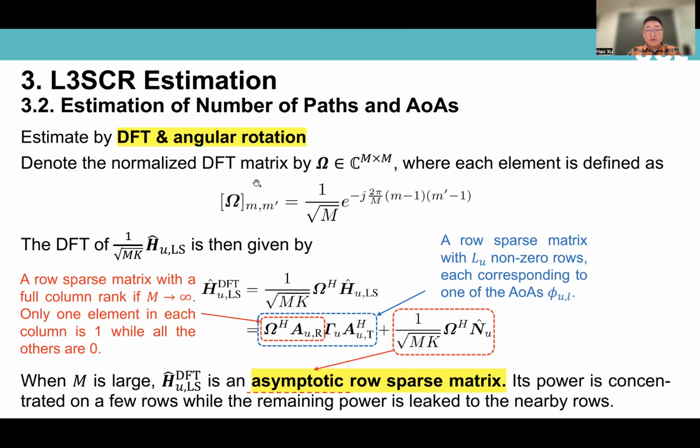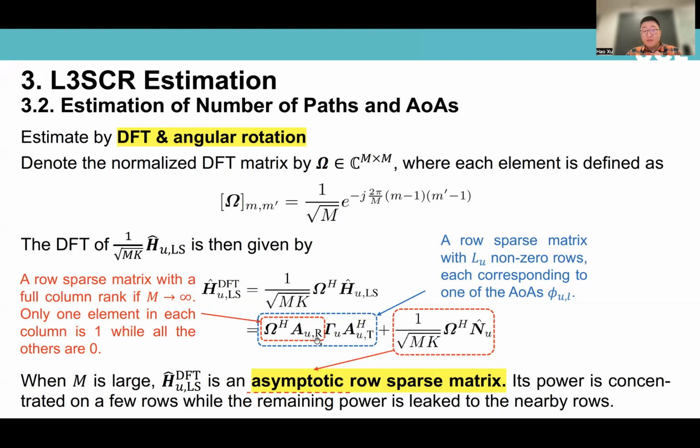Denote the normalized DFT matrix by omega, where each element is defined in this form. The DFT of the normalized least square estimation is then given by this form. Here, the product of omega Hermitian and AUR is a row sparse matrix with a 4-column rank. If M goes to infinity, only one element in each column is 1, while all the others are 0.